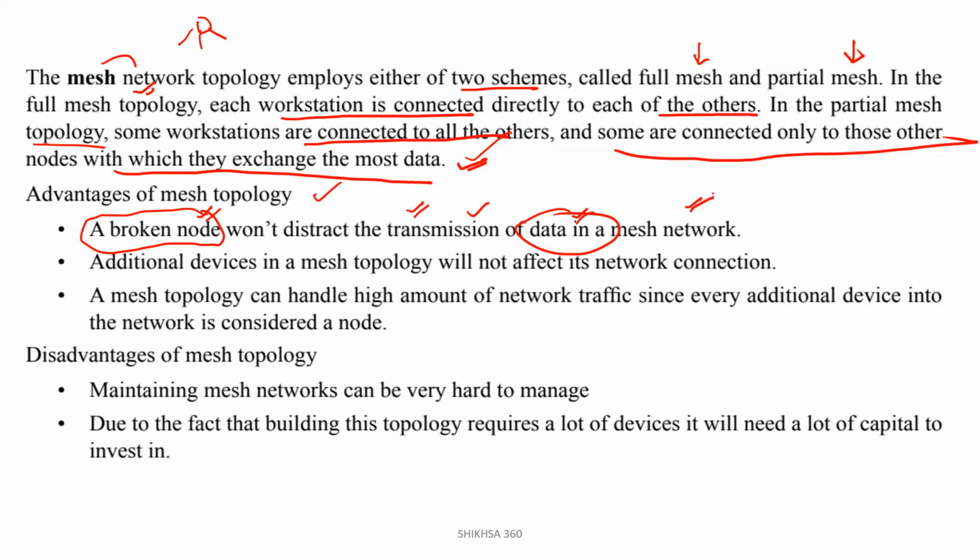Additional devices in a mesh topology will not affect its network connection. A mesh topology can handle a high amount of network traffic, since every additional device in the network is considered as a node.